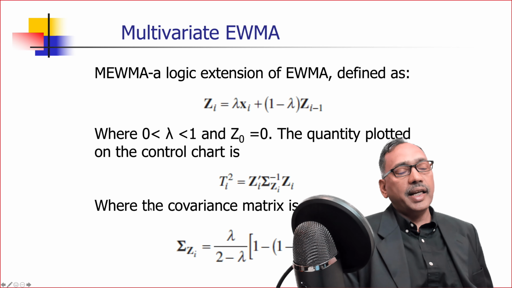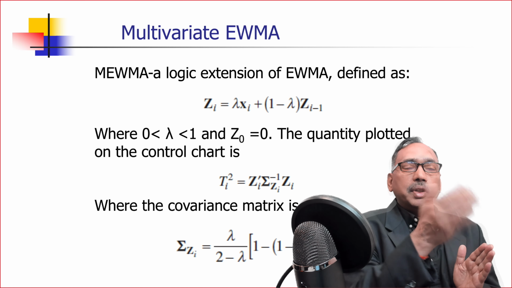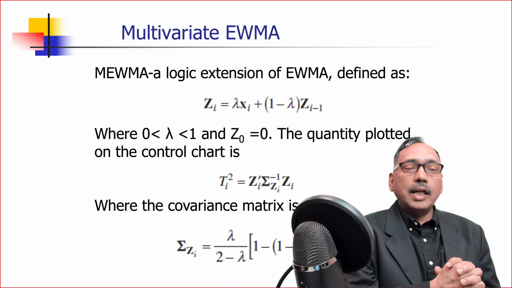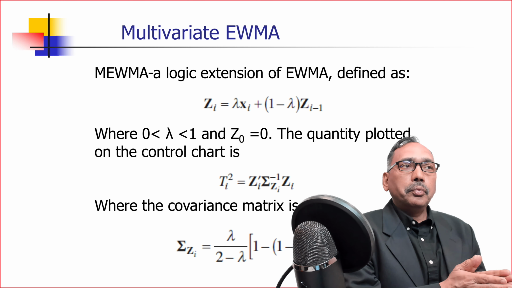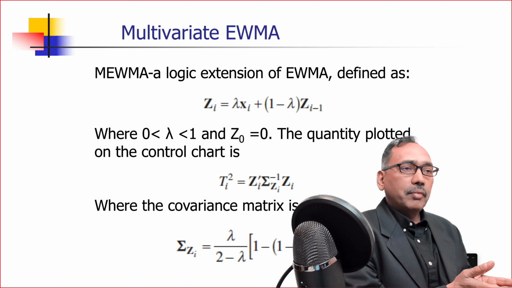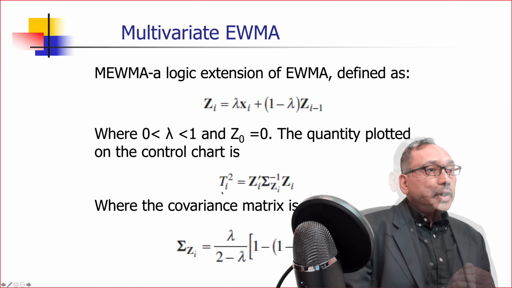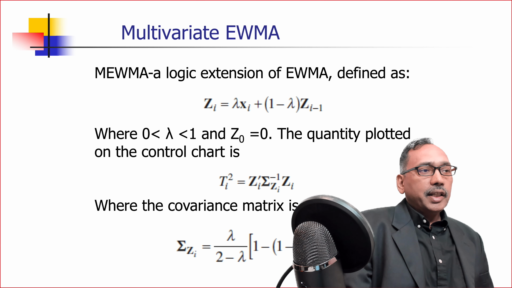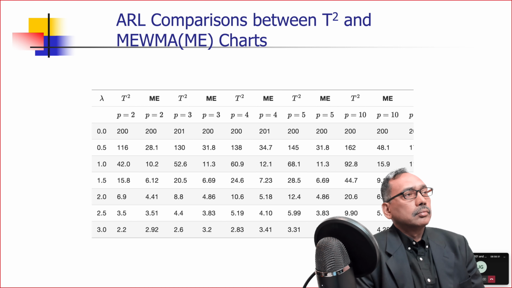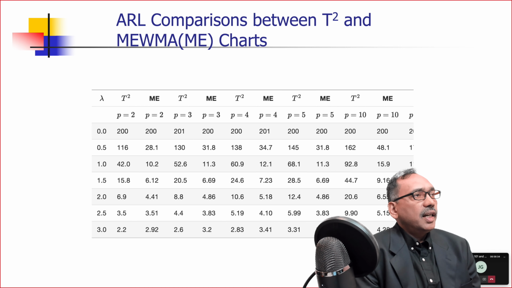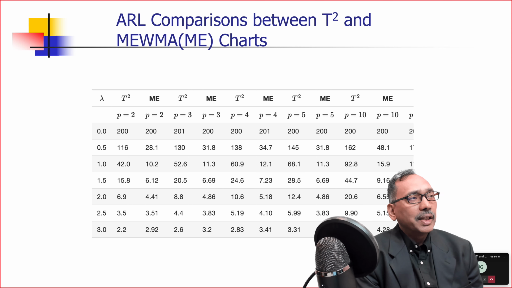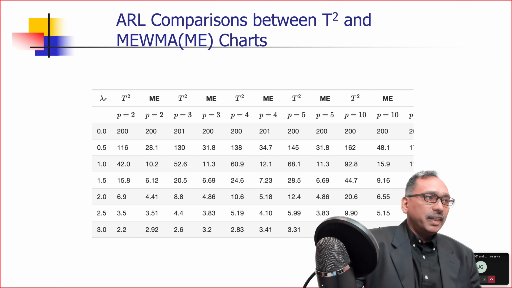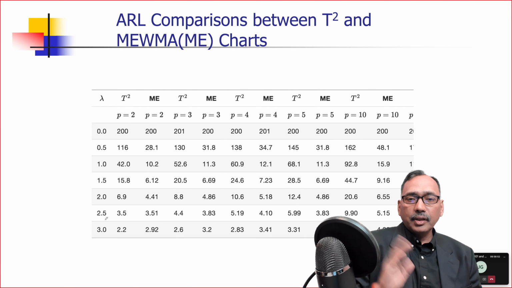One key difference is that in the T-square chart, once you decide whether the next data point is out of control or in control, we are looking at the most recent data point, and we are not looking at the history. In EWMA, we also take into account the prior knowledge. So this is an ARL, average run length, comparison between T-square and MEWMA, which is our multivariate EWMA control chart, for various non-centrality parameters to capture the shift.